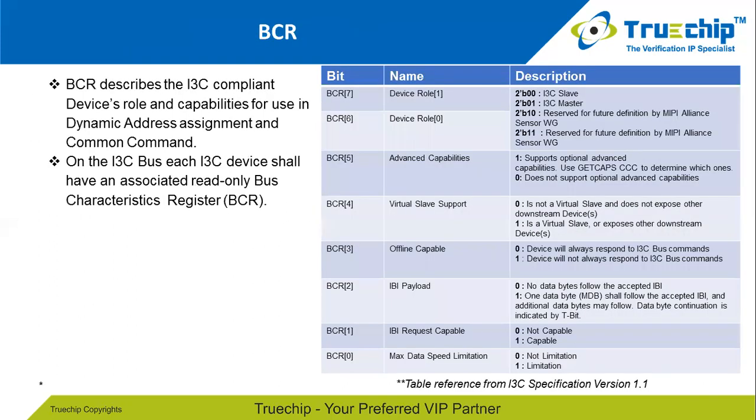BCR describes the I3C device role and capabilities for use in dynamic address assignment and common command codes. As you see, this table displays all the I3C device roles and capabilities. It provides information about the type of device, master or slave, and device capability that defines the messaging mode using the GETCAPS CCC. It also defines whether a virtual slave is supported or not, whether the device will always respond to I3C bus commands or not, and roles related to in-band interrupt.